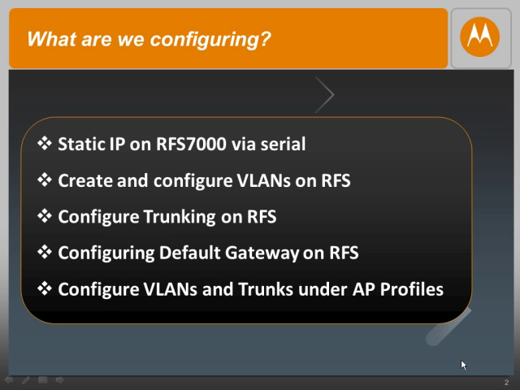So what exactly are we going to be configuring in today's screencast? We will learn how to create a static IP address on the RFS 7000 using the serial console. We'll create VLANs as well as configure them on the RFS. We'll map these VLANs to the RFS on a certain port, and we'll learn how to trunk that port. We'll configure a default gateway on the RFS, and finally we'll learn how to create VLANs and trunks on the AP using the AP profiles.